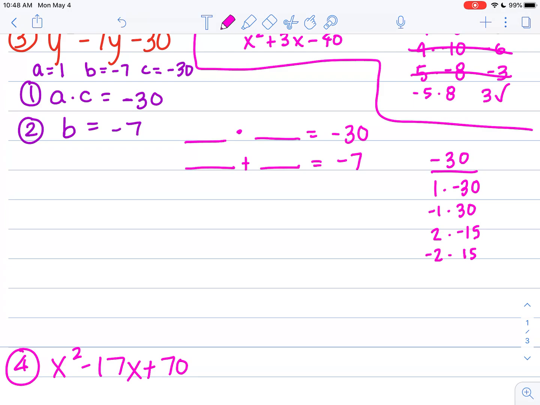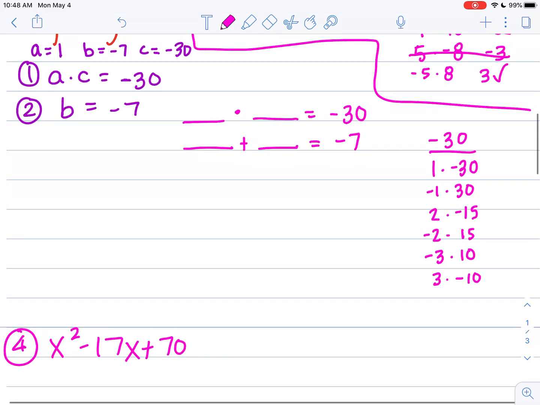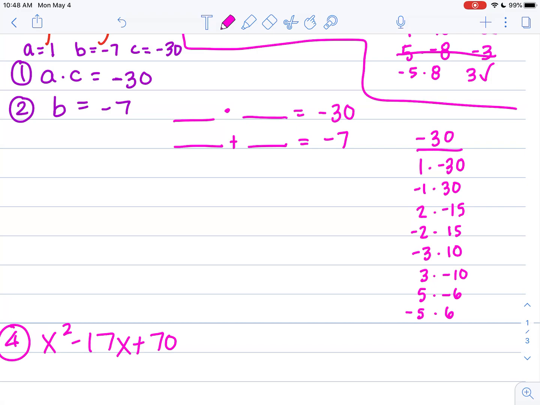Okay, 30 divided by 3 is 10. So I'm going to do negative 3 times 10 and 3 times negative 10. We can't divide 30 by 4, but we can divide 30 by 5, which is 5 times 6. I'm going to make one of them negative and then write the same two numbers and make the other number negative. And we're trying to get a negative 7. So here we go. Now we're going to add them.